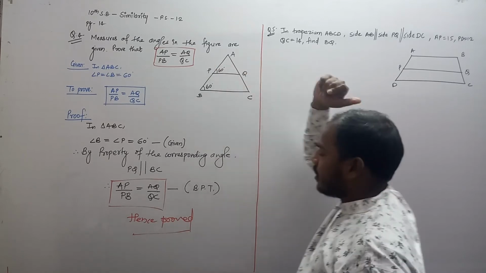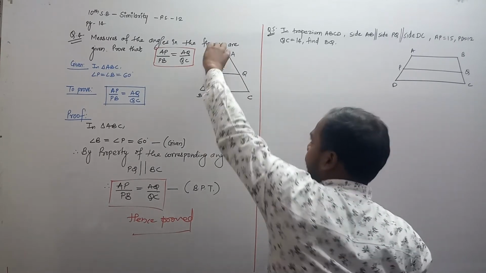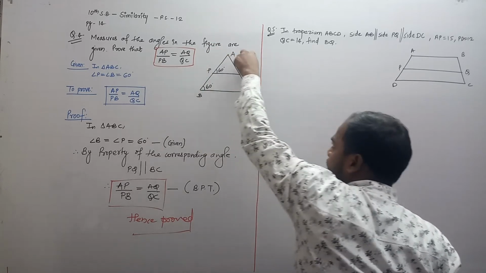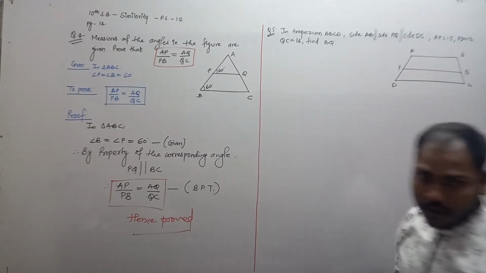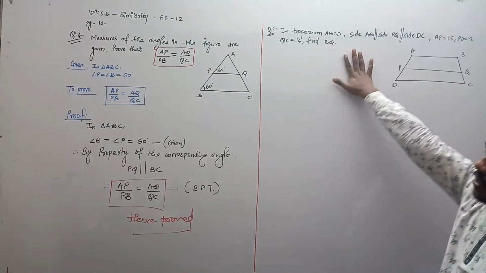If we have these two things parallel, we will use the BPT theorem and simply write AP divided by PD is equal to AQ divided by QC. This is what our example is. Okay, now come to question number 5.